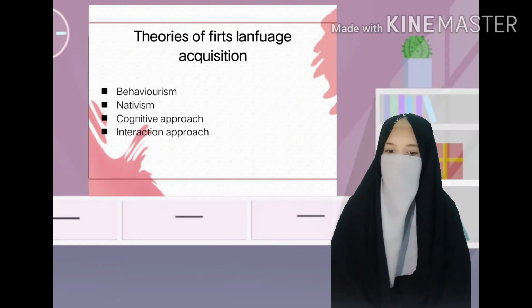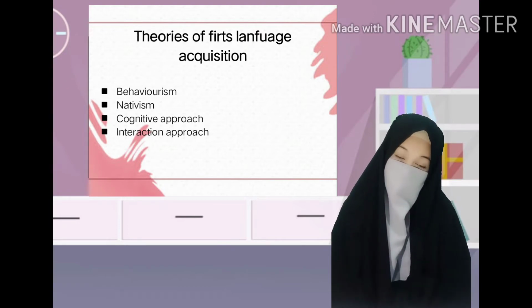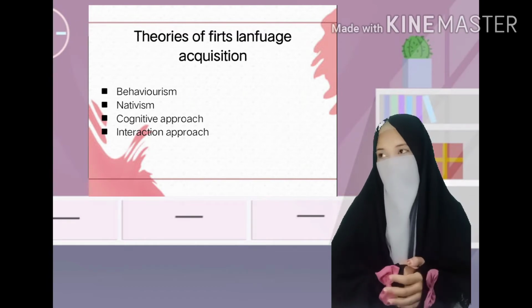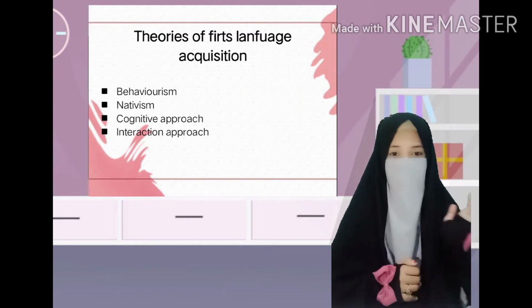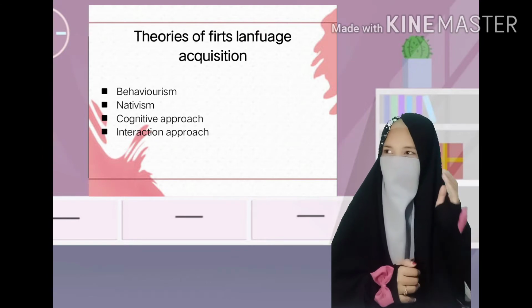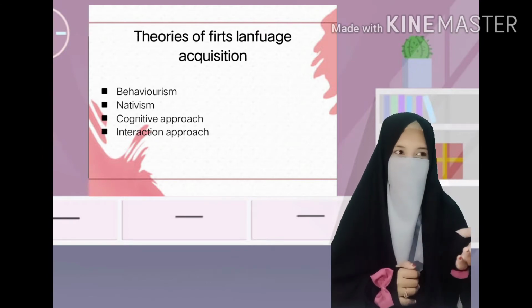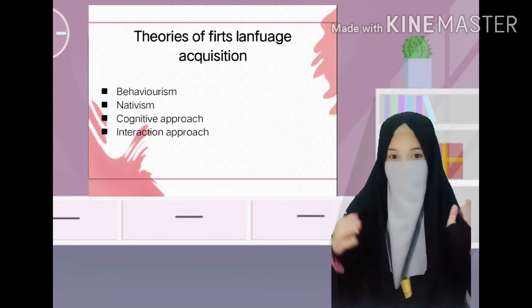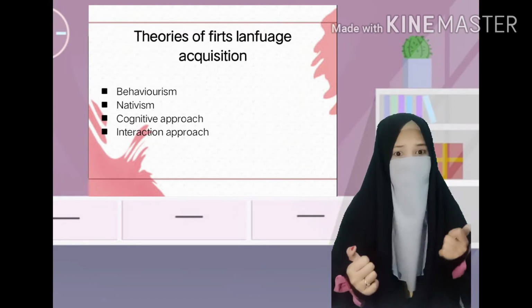Imitation is when children begin to follow the language they hear. For example, the mom says daddy, mommy. So the children can say daddy, mommy, etc.